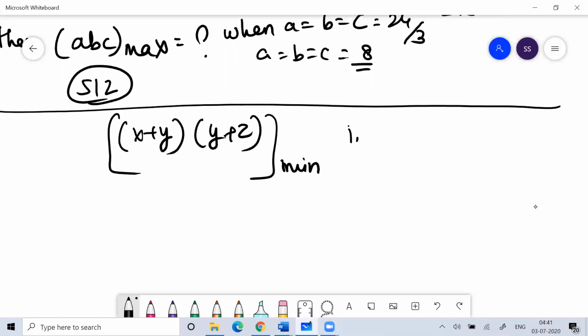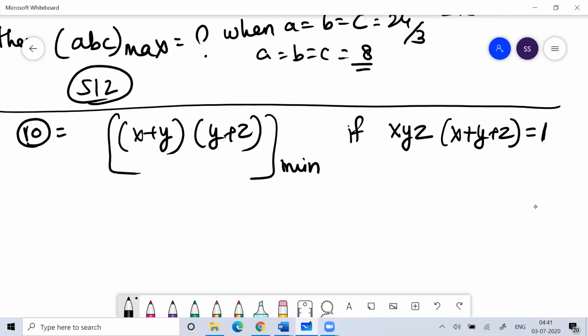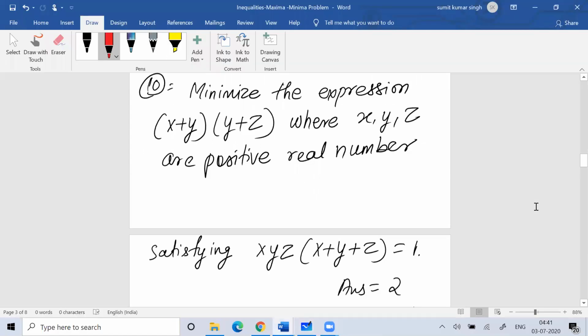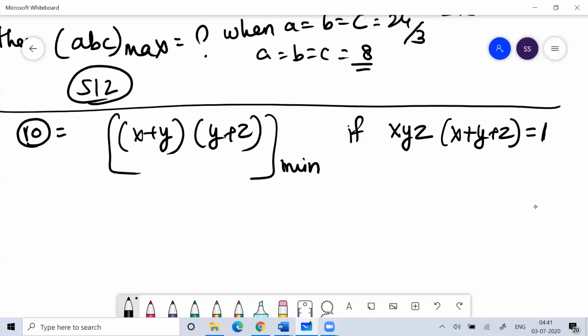They have given you the condition that x y z into x plus y plus z is equal to 1. I think this is question number 10. So you have to minimize that value x plus y into y plus z, where x y z into x plus y plus z is equal to 1.